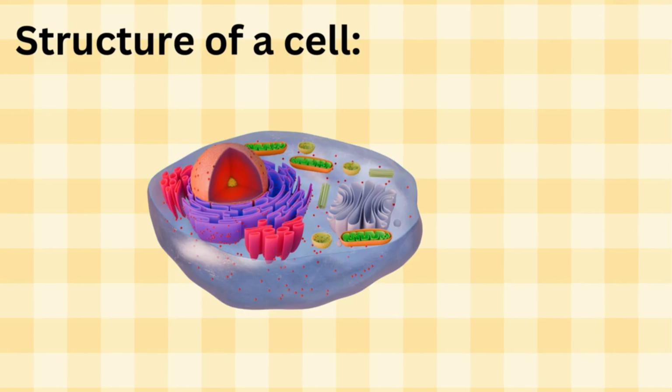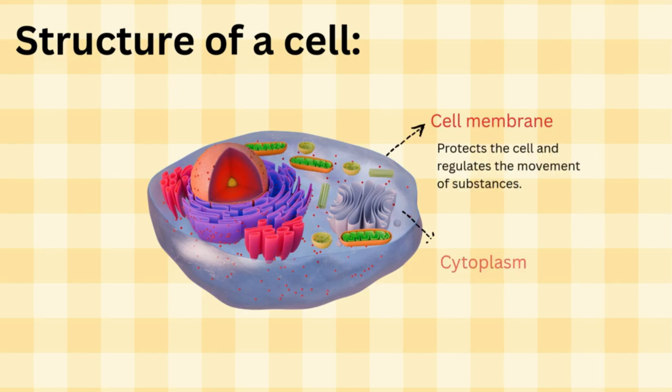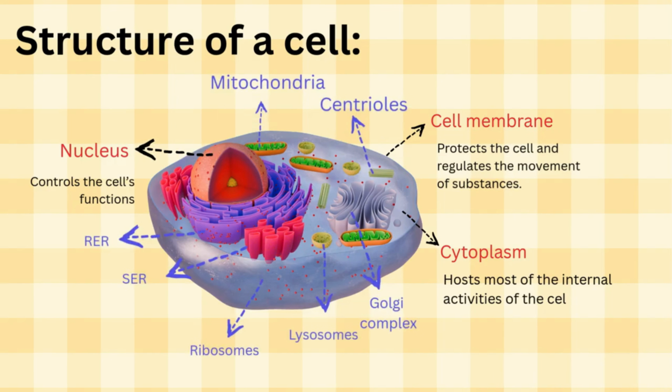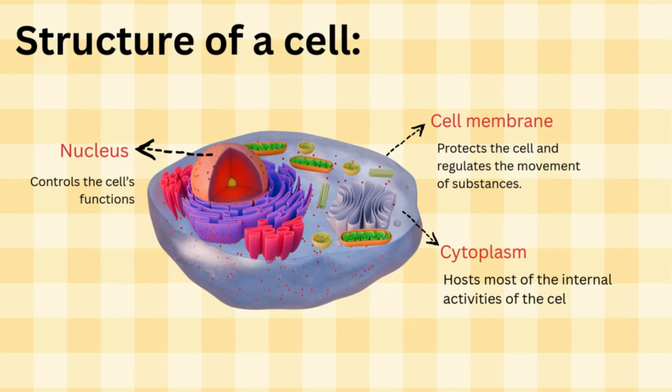So, in simple terms, the cell membrane protects the cell and regulates the movement of substances. The cytoplasm hosts most of the internal activities of the cell. The nucleus controls the cell's functions. But the story of the cell does not end here. Inside the cytoplasm, there are many specialized structures called organelles, and each of them performs a unique function. In the upcoming videos, we will explore these organelles one by one, discussing their structure, functions, and detailed roles in the life of the cell. For now, this was a brief introduction to the basic structure of a cell.